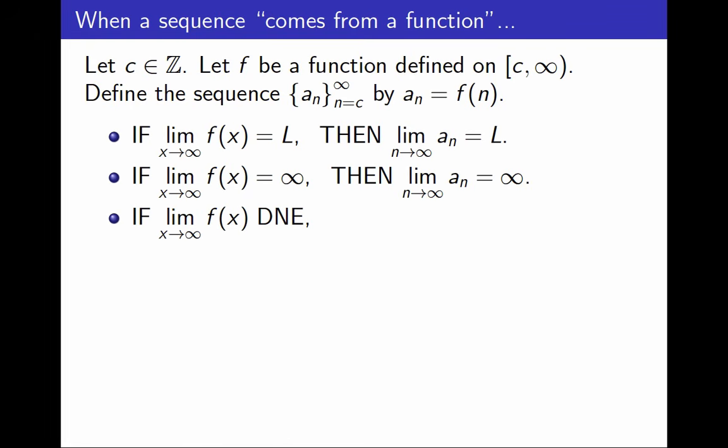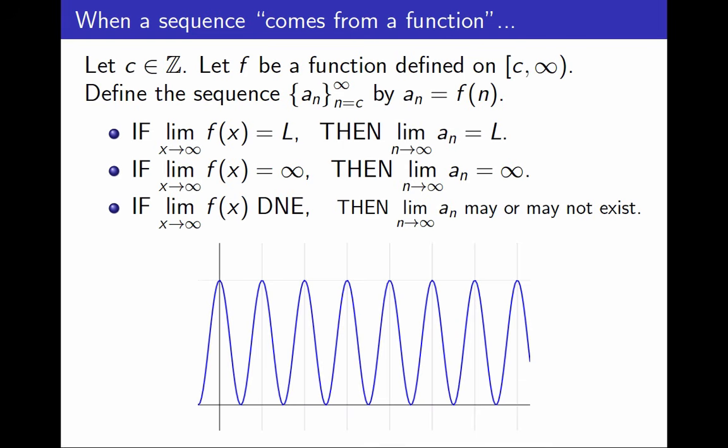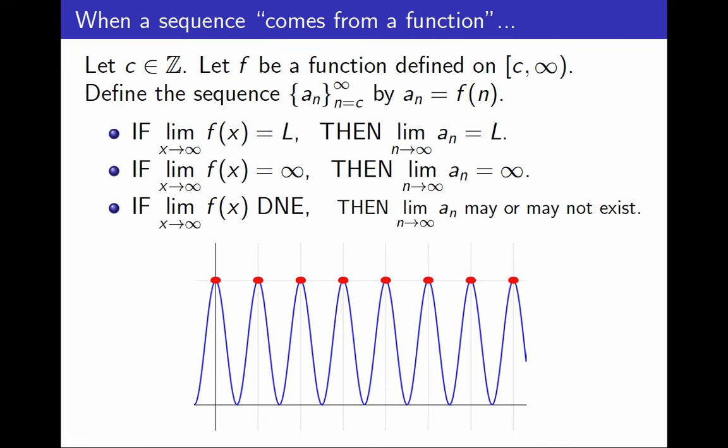But if the limit of the function does not exist for a different reason, wild oscillation, then the sequence may or may not have a limit. I cannot draw a conclusion. This is best illustrated with an example. Here is the graph of a function in blue. This function does not have a limit as x approaches infinity because it keeps oscillating between 0 and 1. However, the corresponding sequence happens to be constant and it does have a limit.